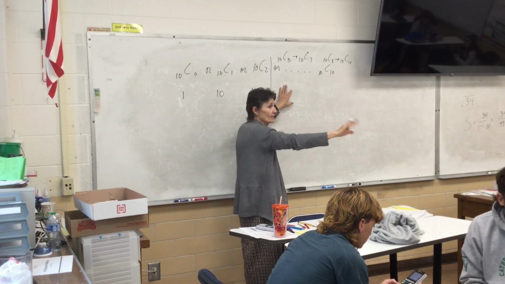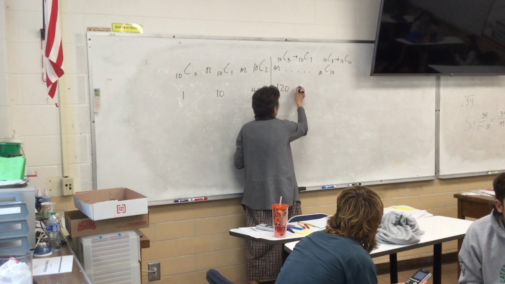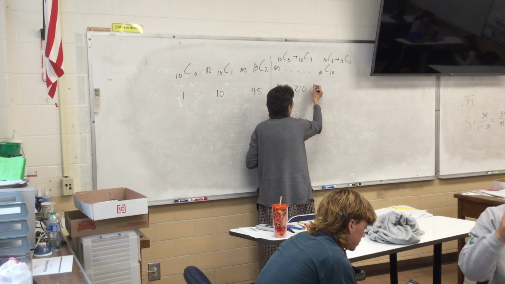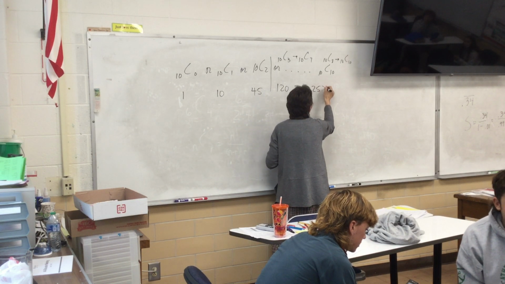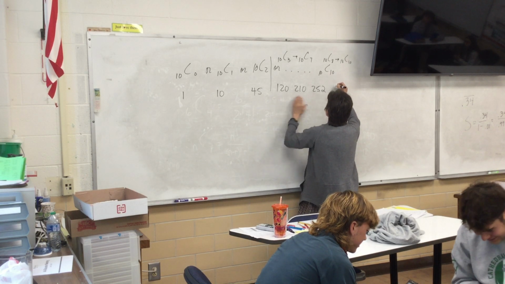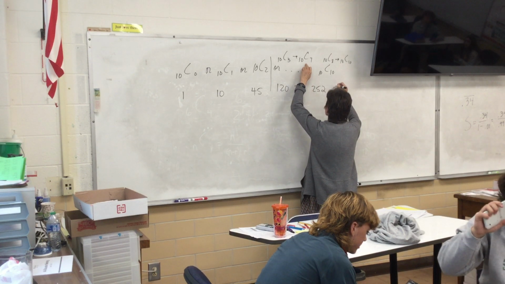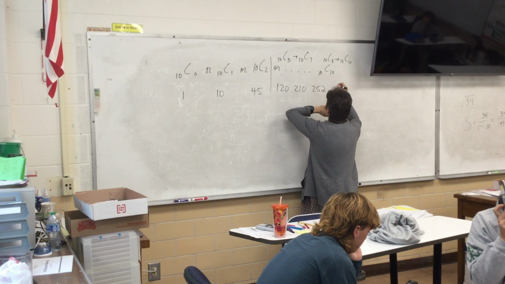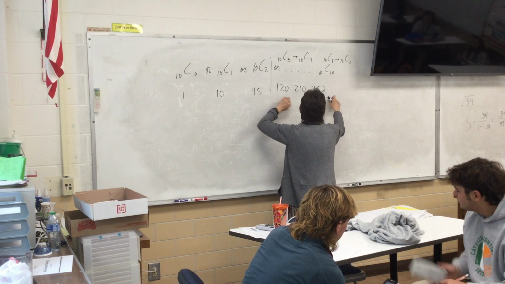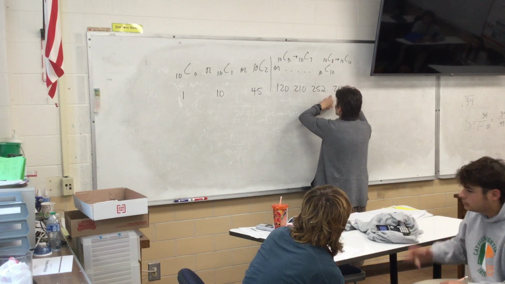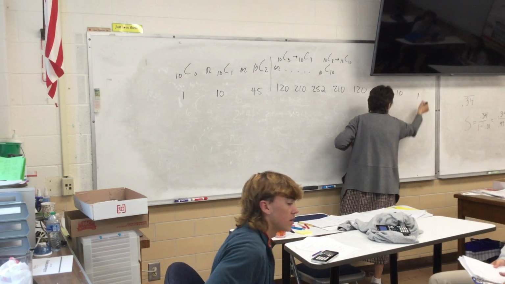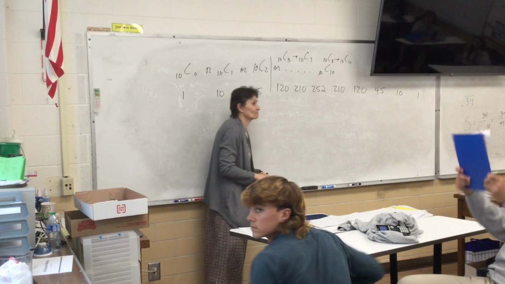All right, so you guys are out. 120. Let's see, how about 7? 10C7. Wait, I missed one. What's 10C6? I counted wrong here, but okay. And then you got 120. And you guys should have gotten 45, 10, and 1.